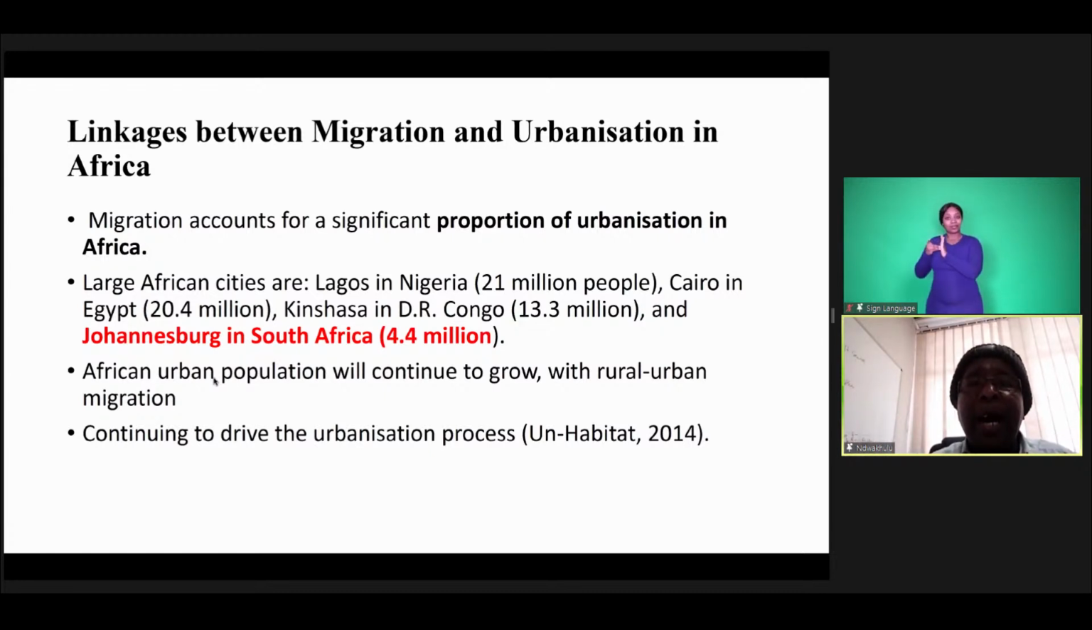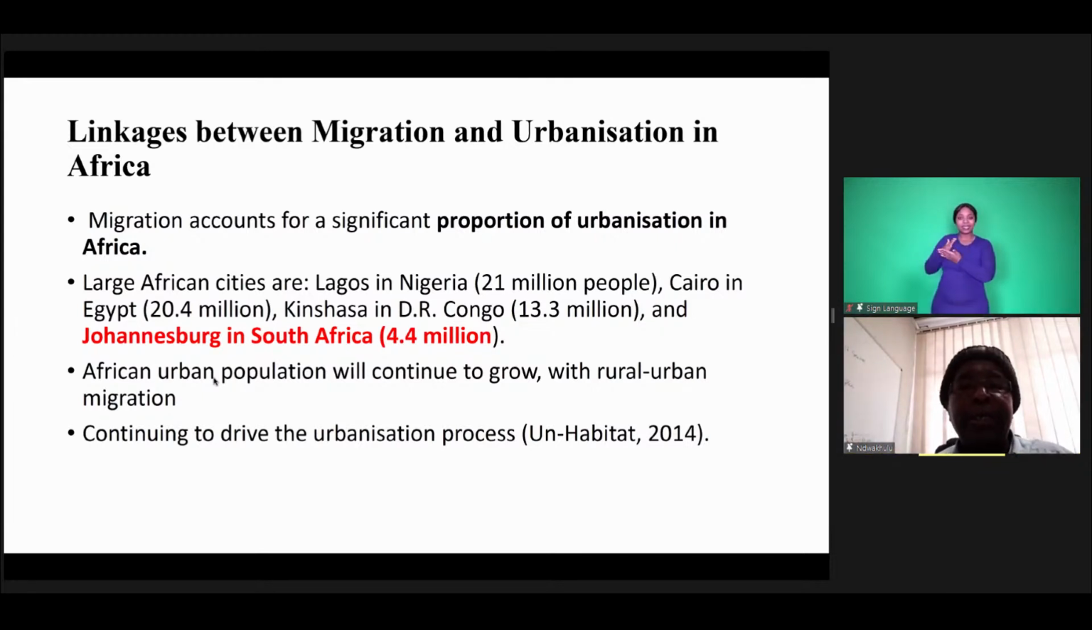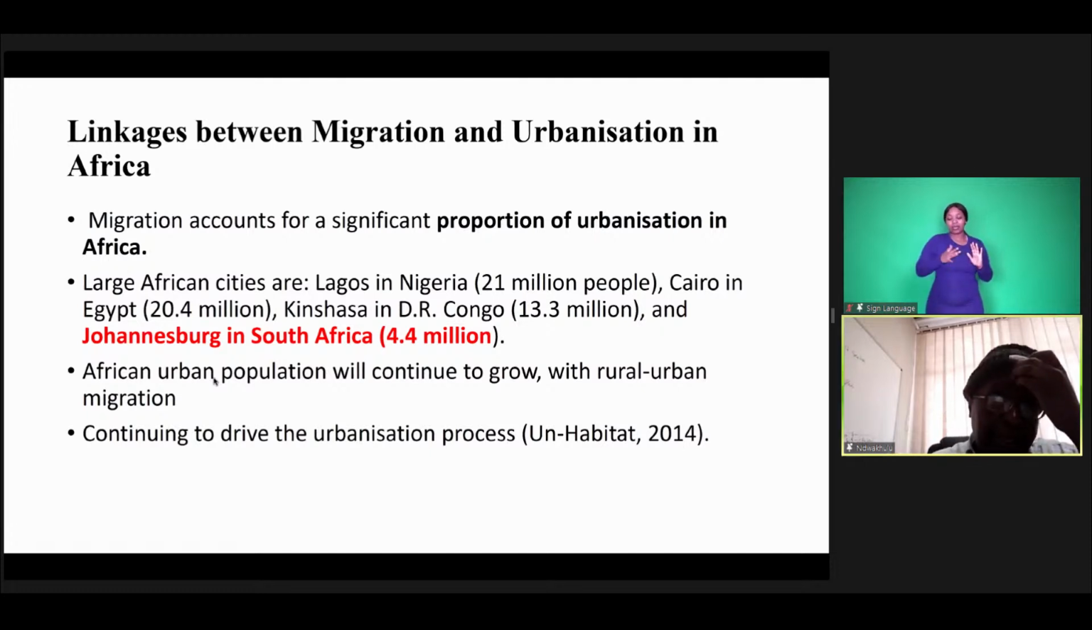Then the question is, how do we manage the whole process without going back to some of the discriminatory policies? How do we take this process as an opportunity in order to plan or to have inclusive cities?